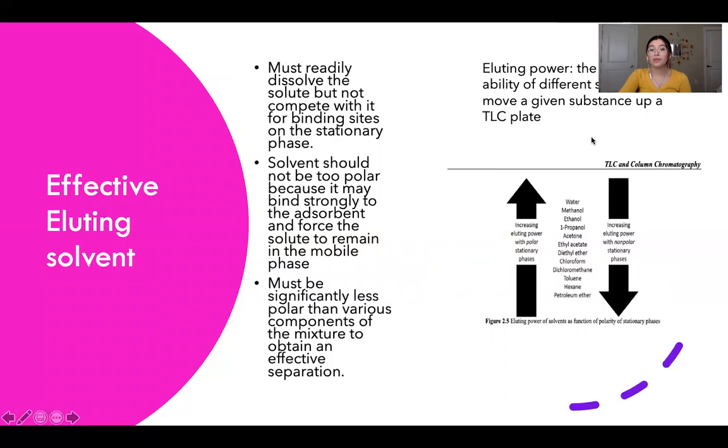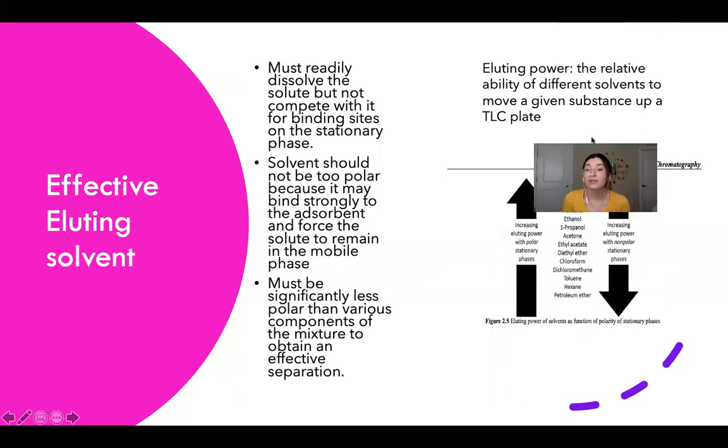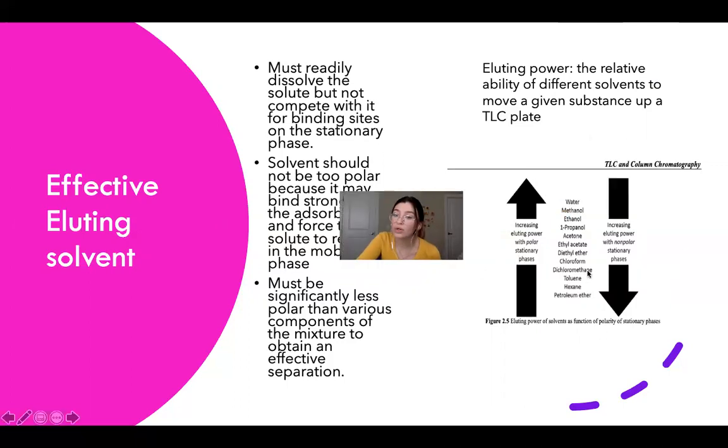Eluting power: the relative ability of different solvents to move a given substance up a TLC plate. This is just a picture that is in your lab notebook, and I just decided to include it.